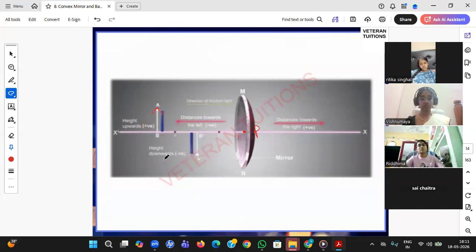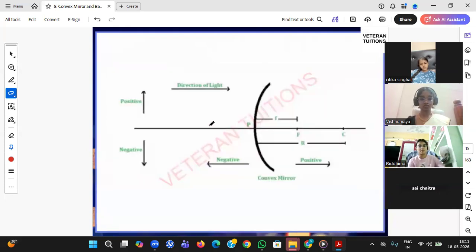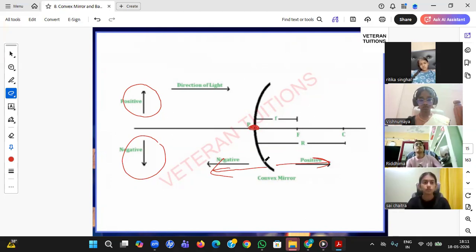In that way, you need to use the sign convention, and from the next session we will be doing many numericals on sign convention. As simple as that. Positive y-axis, take positive values; negative y-axis, negative values. Negative x-axis, always negative; positive x-axis, always positive. And the pole is my reference. It is as good as the Cartesian coordinate system.